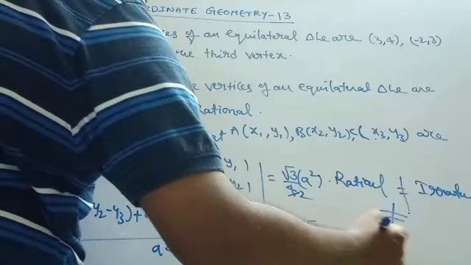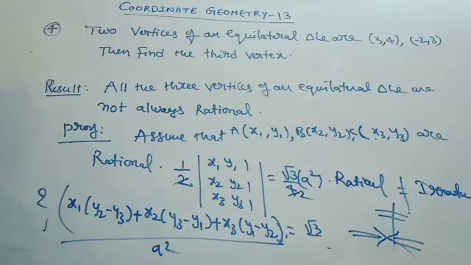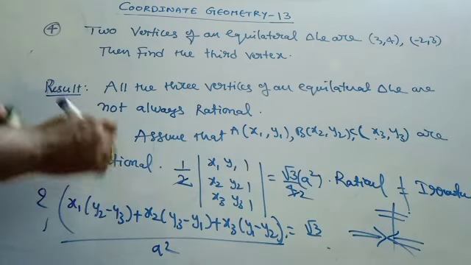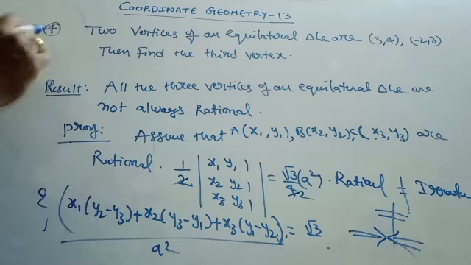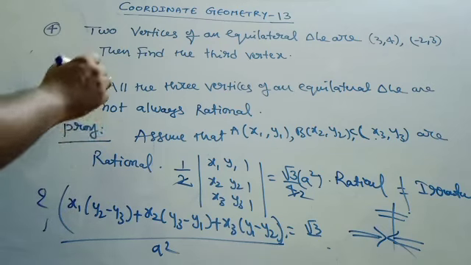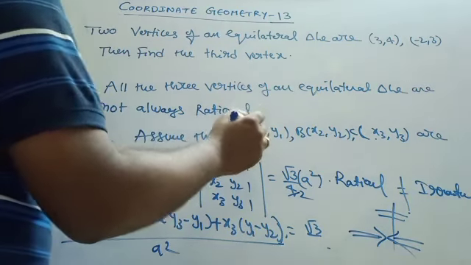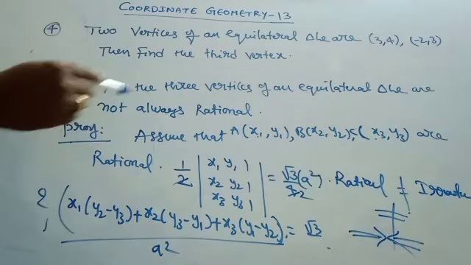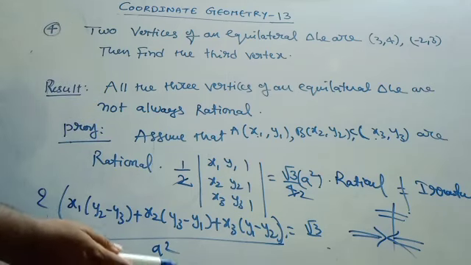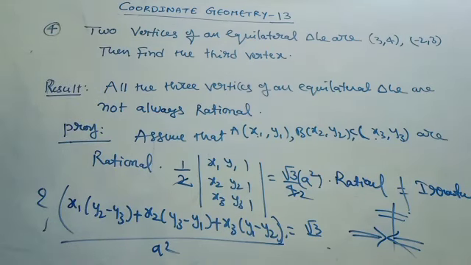That means a contradiction. Why did we get this wrong thing in our mathematics? Because you assumed something wrong. Therefore our assumption is wrong, and the given thing is correct. What we assumed, that A (x1, y1), B (x2, y2), C (x3, y3) are all rational, is wrong. That means they are not always rational. By this we have now understood a very important result.